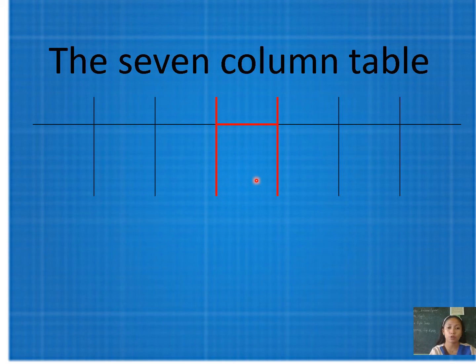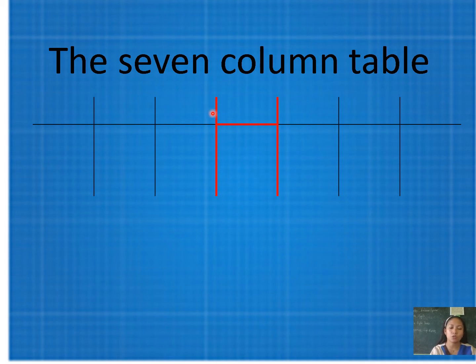The basic unit for length or for distance is meter, so we will put meter here. And then for volume, the base unit is liters, so we can put liter here. And then the base unit for mass is gram. So this column with red borders, this is the place for the base unit.